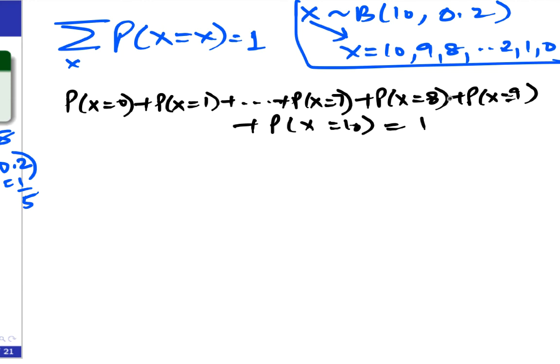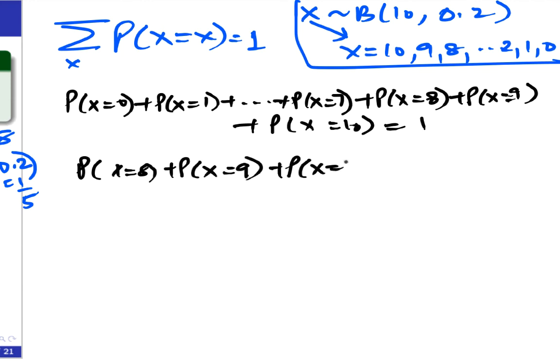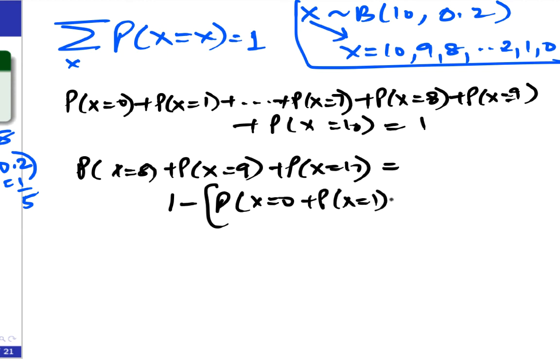Now we are looking at x, 8, 9, and 10. So probability when x is 8 plus probability when x is 9 plus probability when x is 10 is what? Is 1 minus the probability x is 0, x is 1, ... x is 7. So let's put them in one bracket. Now, how do I find this? I'm not going to find these 8 of them, x equal to 0, 1, up to 7.